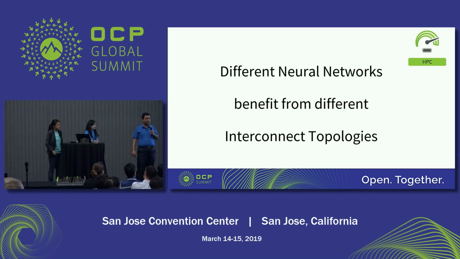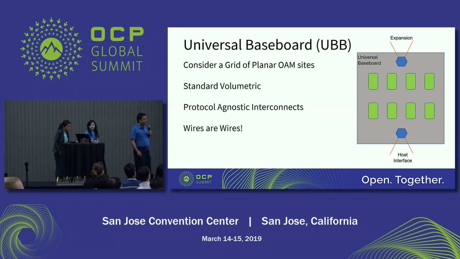So for a baseboard, for example, we have realized that different neural networks require different topologies. A lot of you are in the HPC crowd, so you know what I'm talking about. So what we thought we would do is come up with a baseboard with a grid of 8 sites for these modules. They are interconnected. PCBs are connecting wires, and wires are wires. You can run different protocols on the same wires as long as they meet the signal loss requirements.